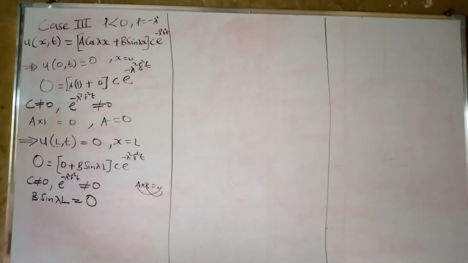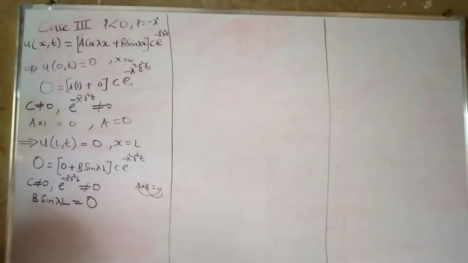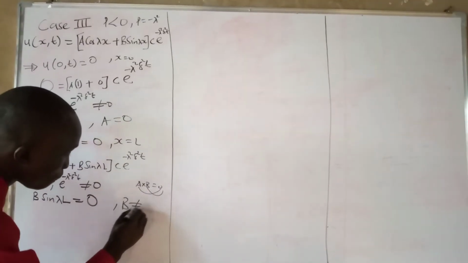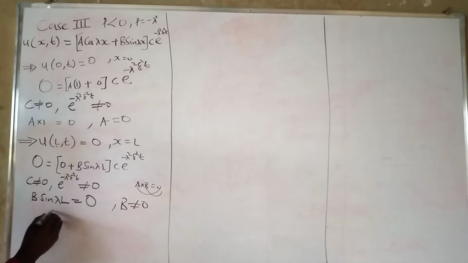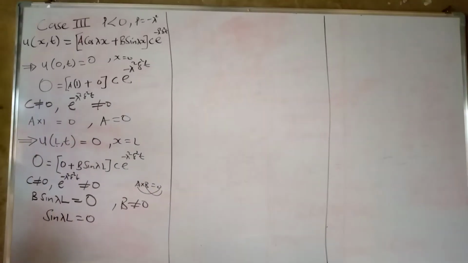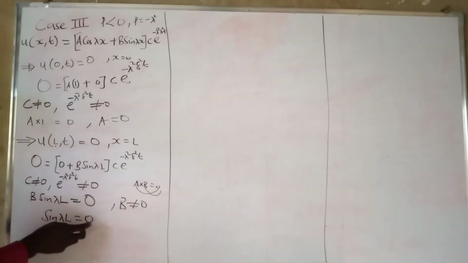So next, b is a constant. Being a constant, that means b cannot be equal to 0. So then I can say sine lambda L is the same as 0. But also we know sine can be represented in another form.